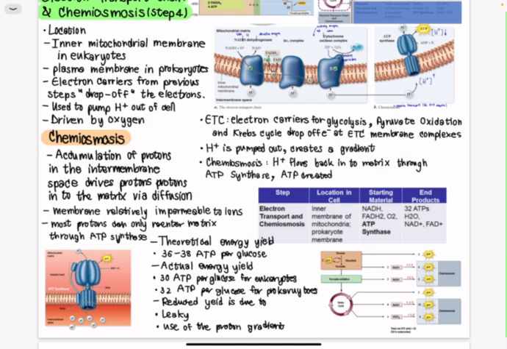The ETC is a series of membrane-bound electron carriers embedded in the inner mitochondrial membrane. Electrons from NADH and FADH2 are transferred to complexes of the ETC. Each complex is a proton pump, creating a proton gradient, and transfers electrons to the next carrier. Electrons end up at oxygen.